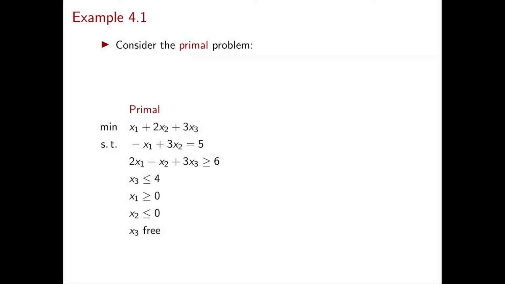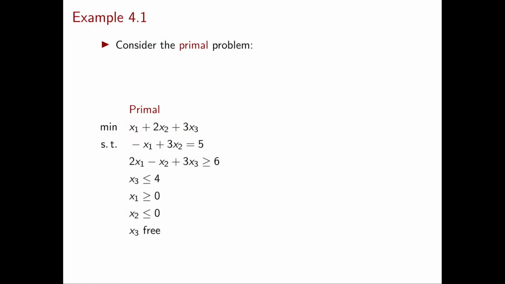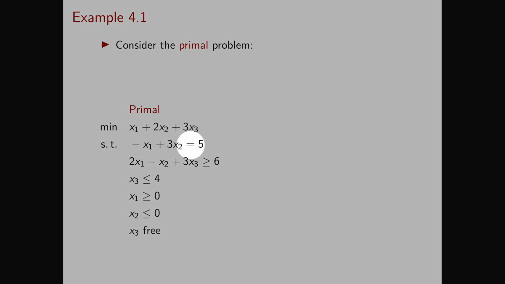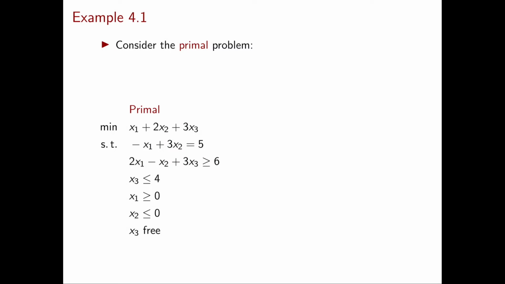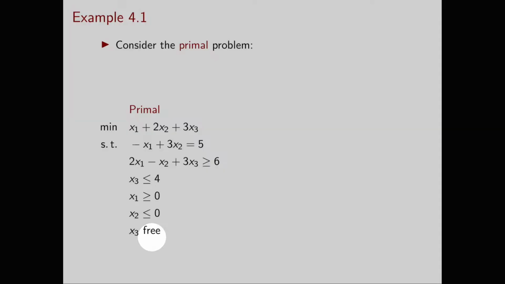Here on the left we have our primal where we're minimizing x1 plus 2x2 plus 3x3. Then we have one equality constraint, one inequality constraint of the form greater than or equal to, and one inequality constraint of the form less than or equal to. This problem has three variables. One of them is non-negative, one is non-positive, and one is free.